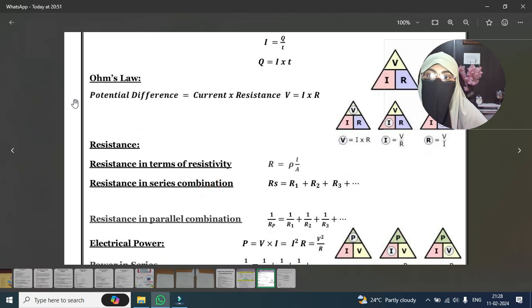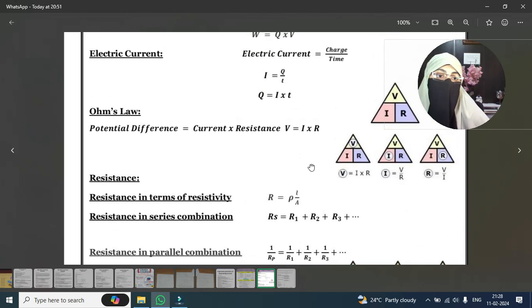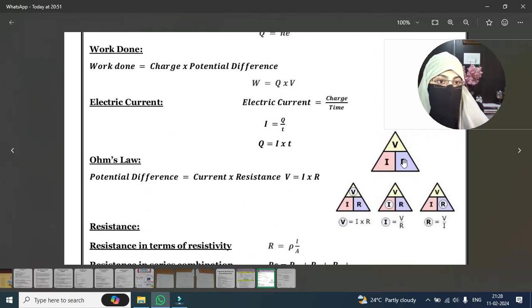And Ohm's law definition is also very important, and the formula is V equals current into resistance. Resistance is the opposition given here. The triangle is being shown over here for your easy understanding. V equals IR, I equals V by R, R equals V by I. So this is how you will be able to remember the three formulas in one triangle.